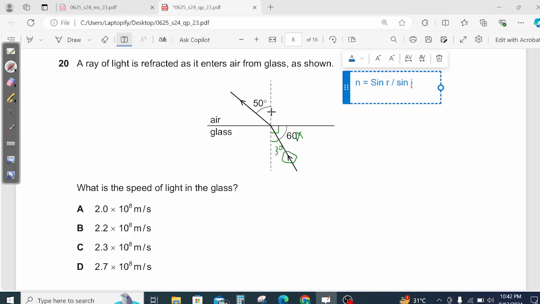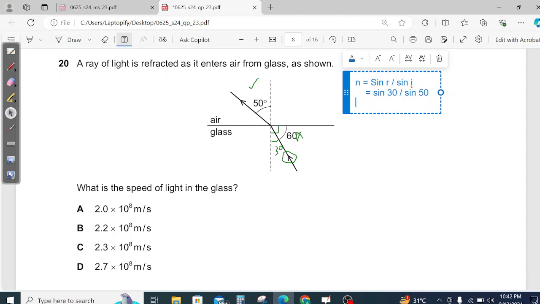Is it clear? And it is already mentioned that the refracted angle with the normal is 50. This is correct. So you have to place the data here. Sine of incident angle 30 divided by sine of refracted angle 50. I have to solve it on the calculator. Just wait.